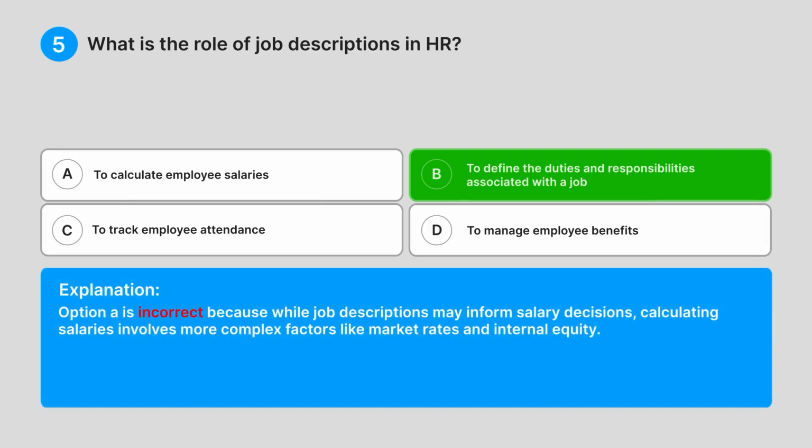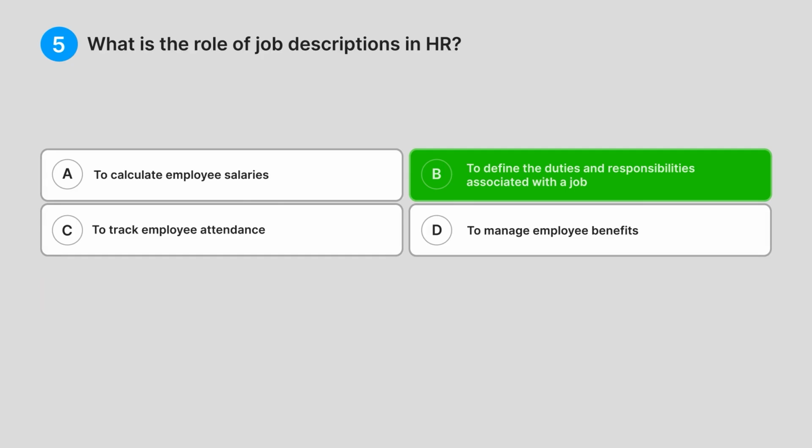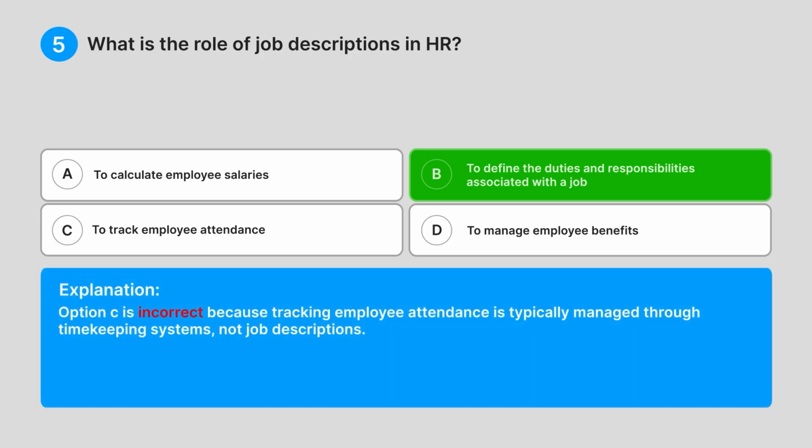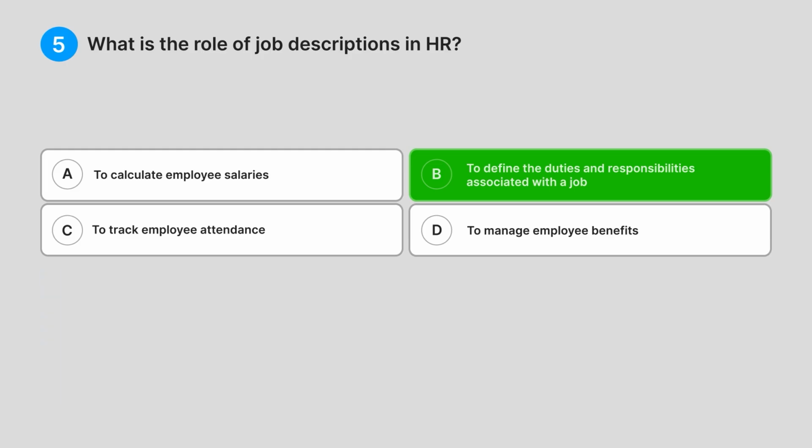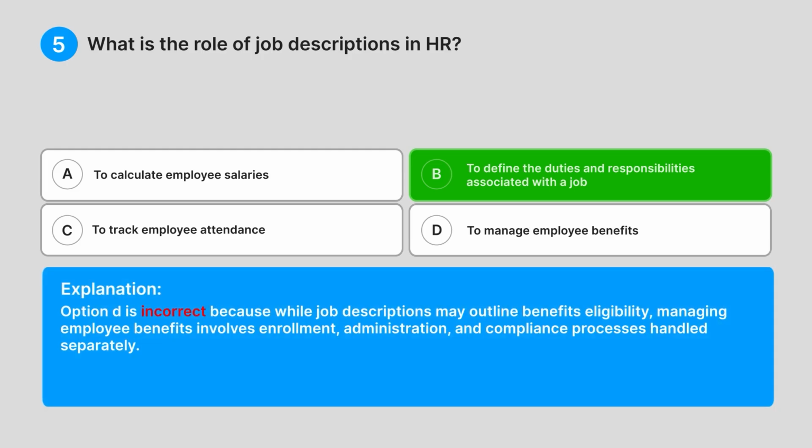Option A is incorrect because while job descriptions may inform salary decisions, calculating salaries involves more complex factors like market rates and internal equity. Option C is incorrect because tracking employee attendance is typically managed through timekeeping systems, not job descriptions. Option D is incorrect because while job descriptions may outline benefits eligibility, managing employee benefits involves enrolment, administration, and compliance processes handled separately.